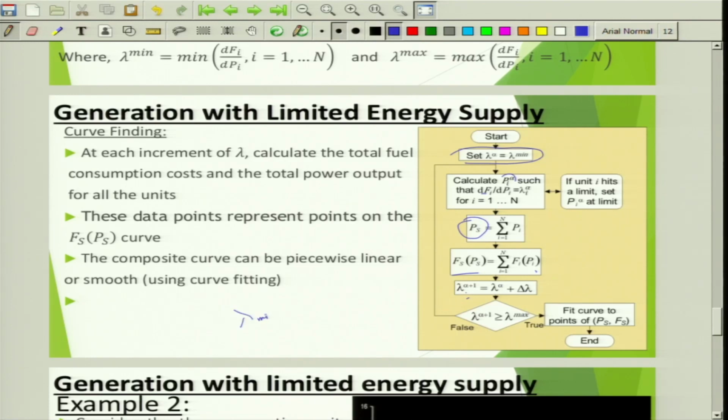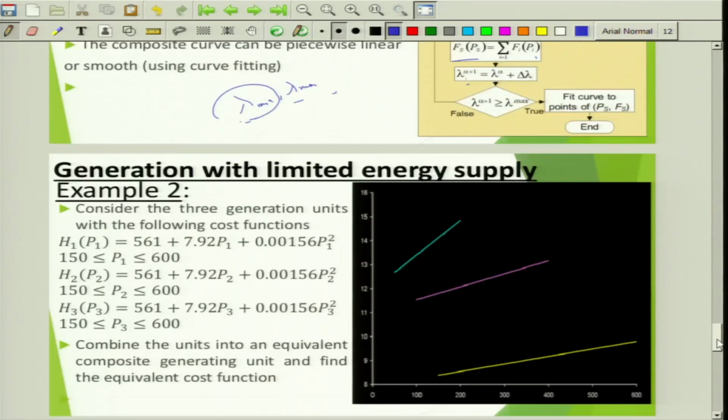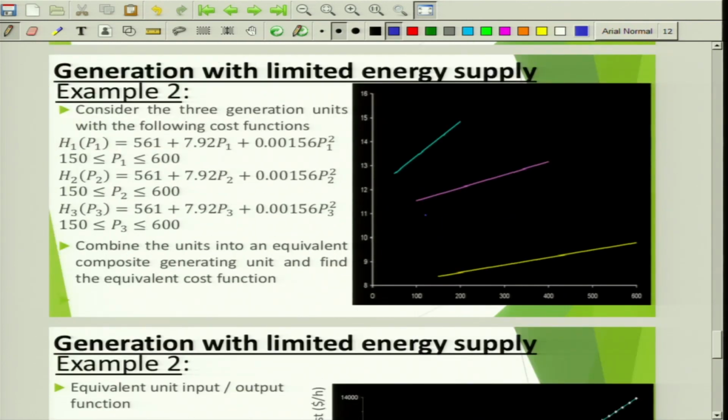such that ultimately you reach from the minimum lambda to the maximum lambda. There is a lambda minimum and lambda maximum for each generator. From the most minimum lambda minimum to the most maximum lambda maximum, you just increase it and obtain a piecewise linear or smooth piecewise linear characteristic, such that whatever you get with the curve fitting formula you match with the actual one, right. So we have also discussed this. This is lambda minimum, lambda maximum for the first unit, for the second unit, and for the third unit.